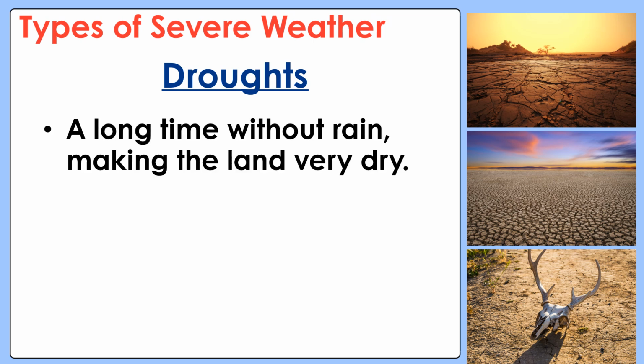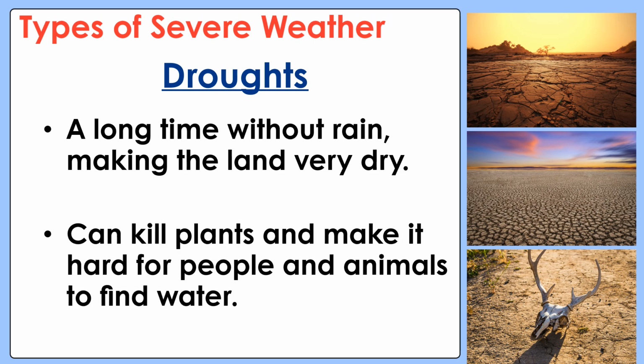Droughts. A long time without rain, making the land very dry. Can kill plants and make it hard for people and animals to find water.